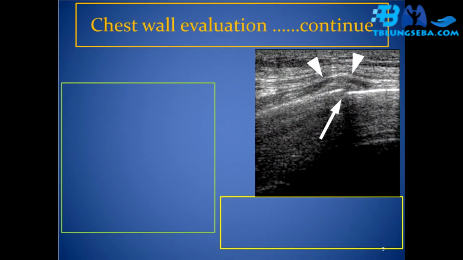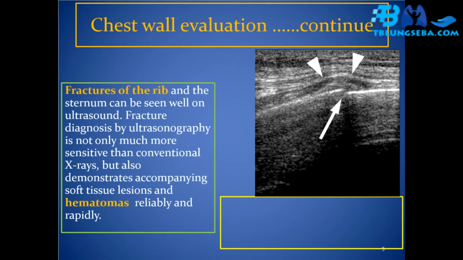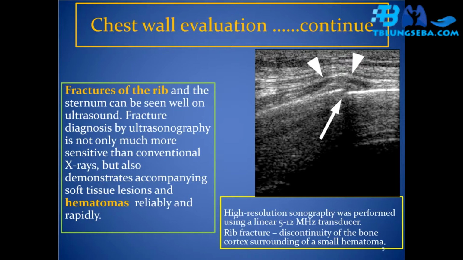Chest wall evaluation continued. Fractures of the rib and the sternum can be seen well on ultrasound. Fracture diagnosis by ultrasonography is not only much more sensitive than conventional X-rays, but also demonstrates accompanying soft tissue lesions and hematomas reliably and rapidly. High-resolution sonography was performed using a linear 5 to 12 MHz transducer. Rib fracture: discontinuity of the bone cortex, surrounded by a small hematoma.